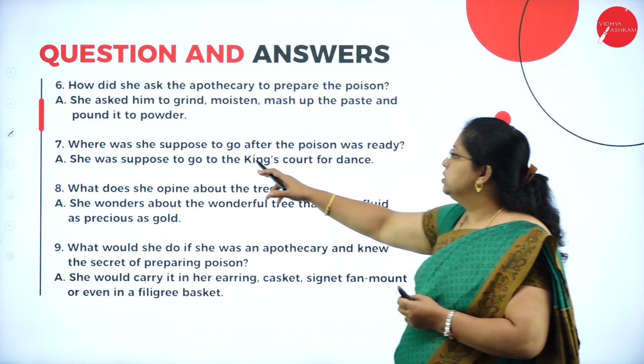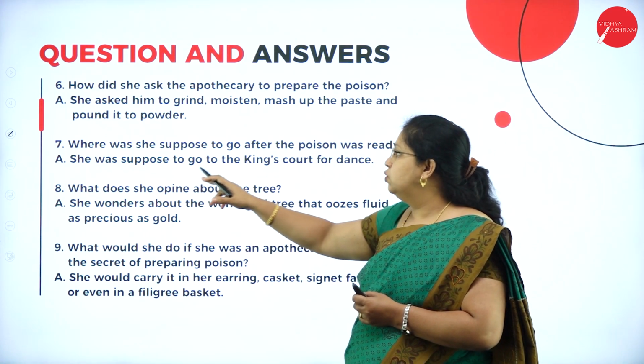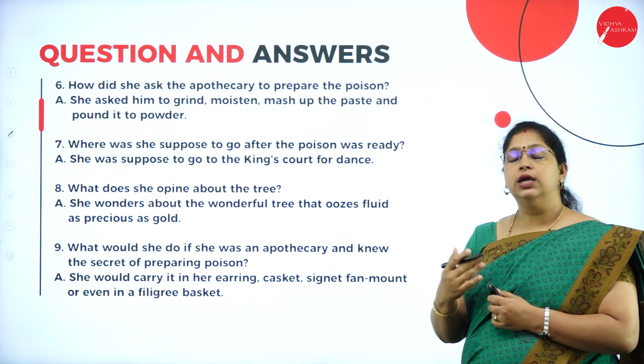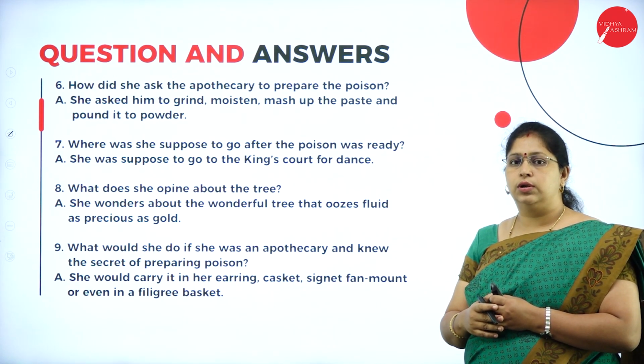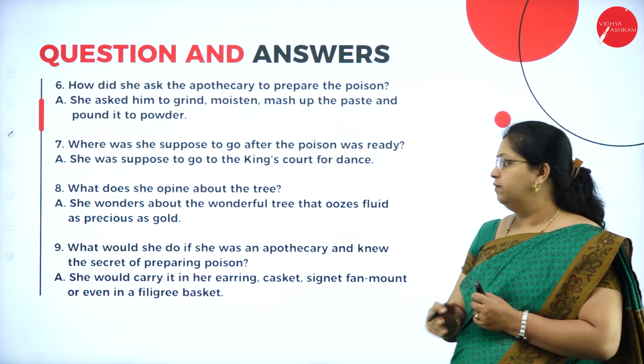Where was she supposed to go after the poison was ready? She was supposed to go to the king's court for dance. Once the poison is ready and she is killed, she would go to the king's court. Okay. So, where would she be killed? The woman would be killed in the king's court itself.